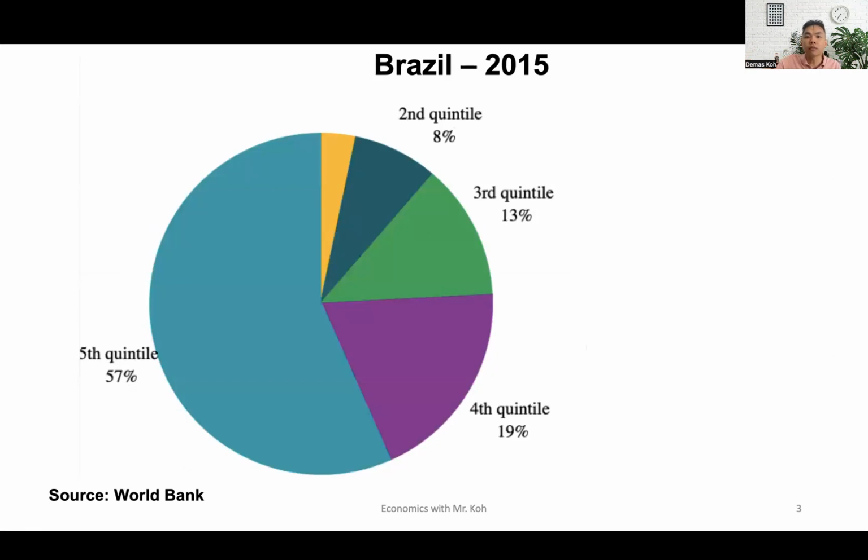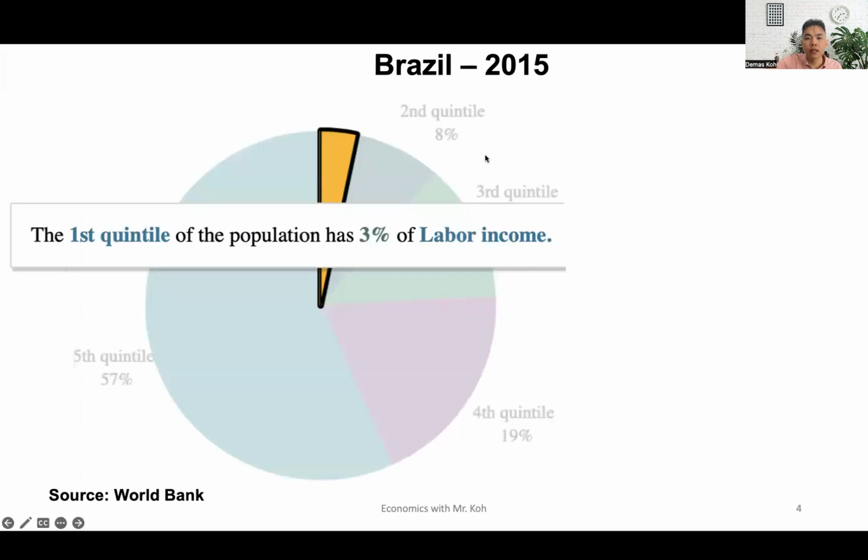And that means if we move on to the next quintile, the second quintile, right? The next quintile possesses 8% of total income. And then the third quintile, so again, the next 20% of the population has 13% of total income, and so on and so forth, right?